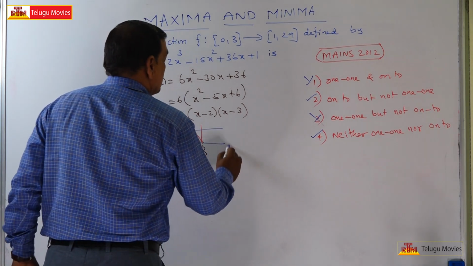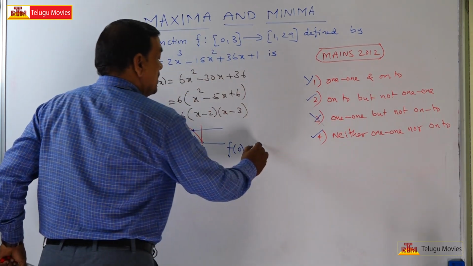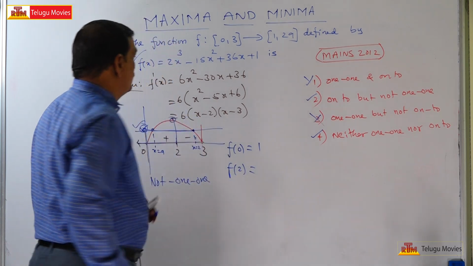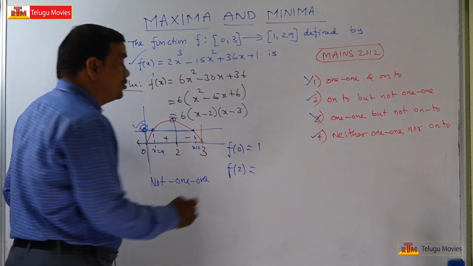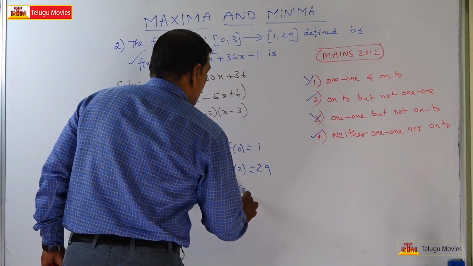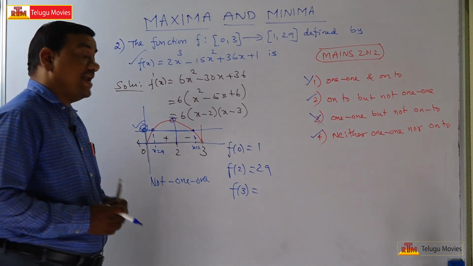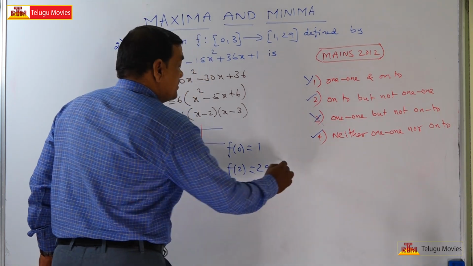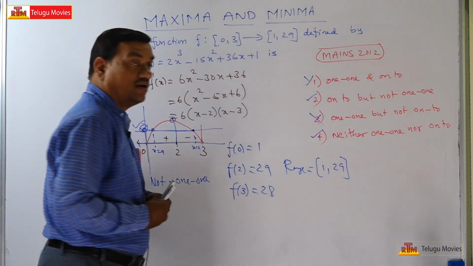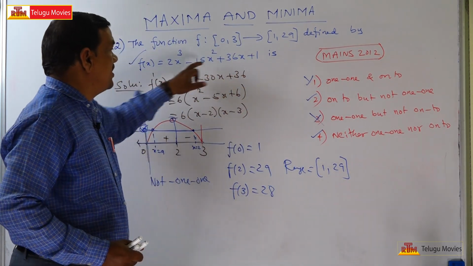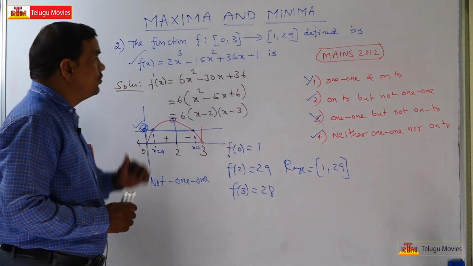Substitute these values. First substitute 0: f of 0 is equal to 1. F of 2: substitute 2 cube is 8, 2 square is 4, and the value is 29. If you substitute 3, the value is 28. So what is the range? Range is 1 to 29. I already calculated this, so to save time I am explaining it directly. So f of 2 is equal to 29.